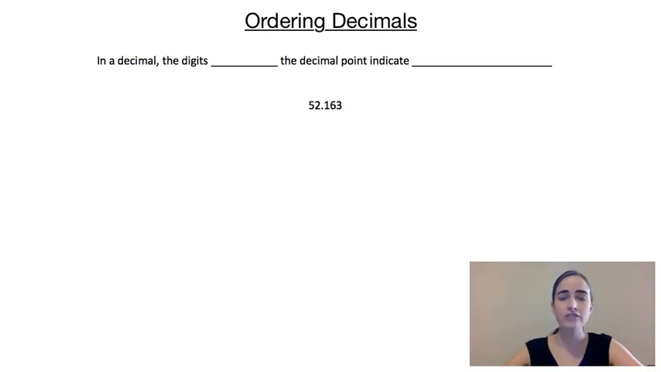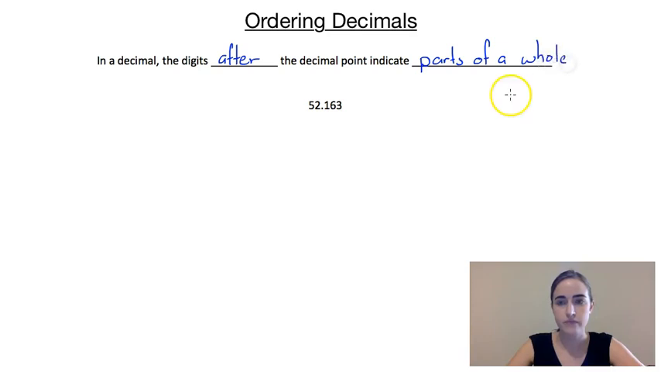In this video, I want to have a look at ordering and comparing decimals. In a decimal, the digits that come after the decimal place indicate parts of a whole. For example, if we've got the decimal 52.163, that 52 is our whole number, and then we've got this extra part on the end as well. So we've got 1/10, 6/100ths, and 3/1000ths.